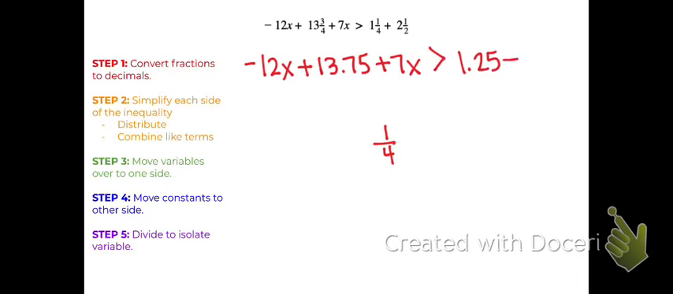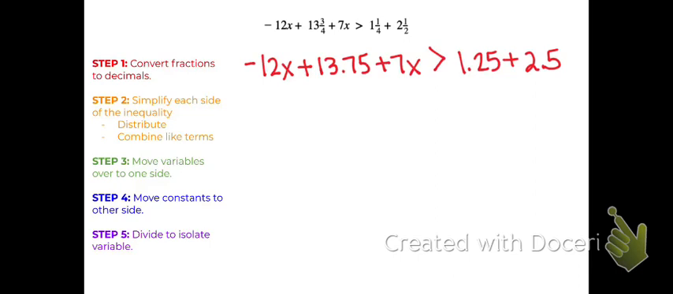And then I still have my plus 7x greater than, and now the same with 1 1/4, that's the same as 1 plus 1/4. And 1/4 is 1 divided by 4. If you put that in your calculator, you'll see that that is 0.25. So 1 plus 0.25 is 1.25. And then plus 2 1/2. So 2 1/2, that is the same as 2 plus 1/2. 1/2 is the same as 1 divided by 2, which is 0.5. So 2 1/2, if I add that together, I get 2.5. Now we can start solving.